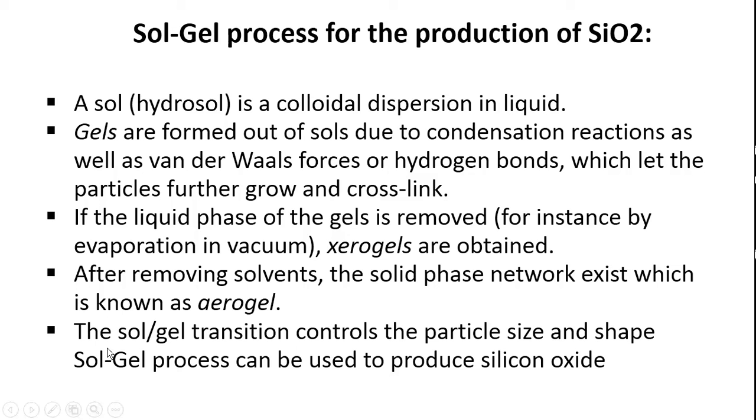Okay, the sol-gel transition controls the particle size and shape. Sol-gel process can be used to produce silicon oxide. We have already discussed this a little bit, how the sol-gel process can be used for SiO2. But in your examination, the question may be like this: prepare, briefly, the preparation of silicon oxide through sol-gel process.